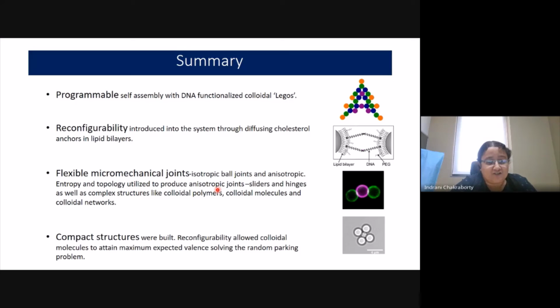We also built complex structures, and we showed that the reconfigurability allowed colloidal molecules to attain the maximum expected valence, thereby solving the random parking problem.